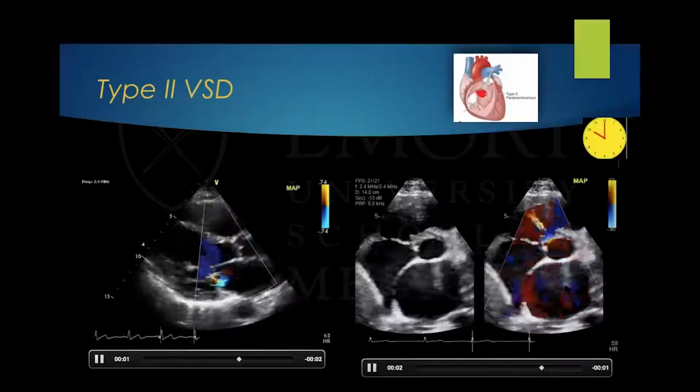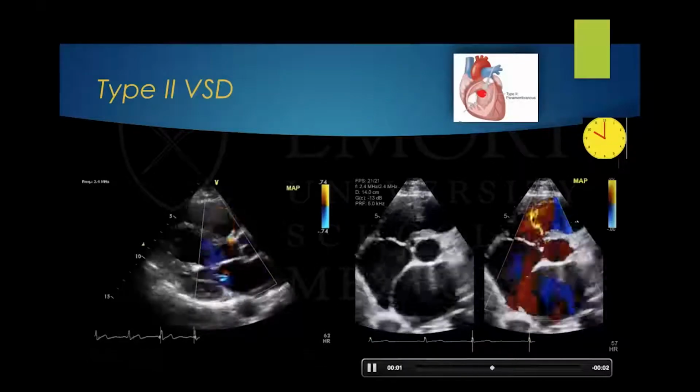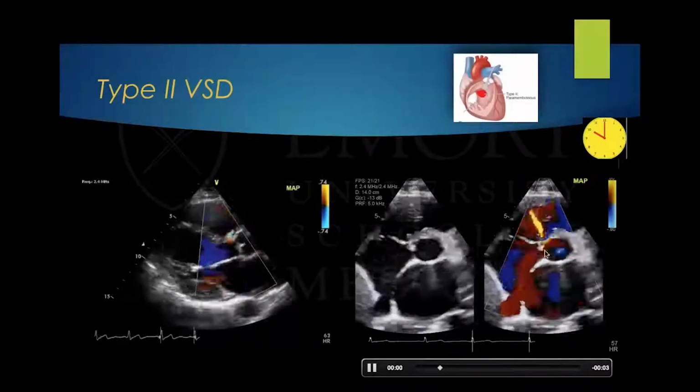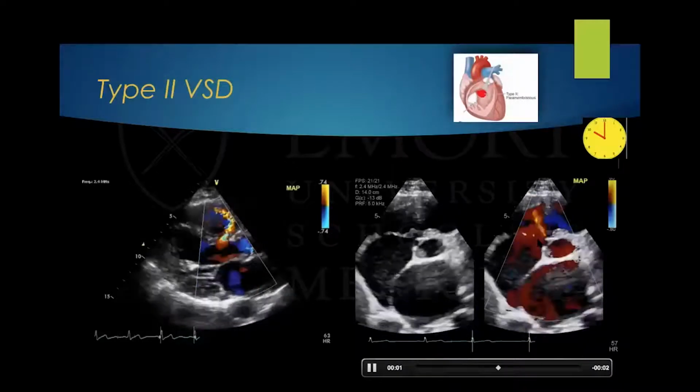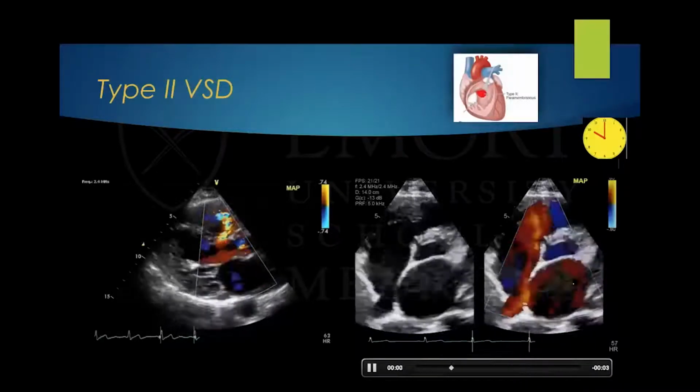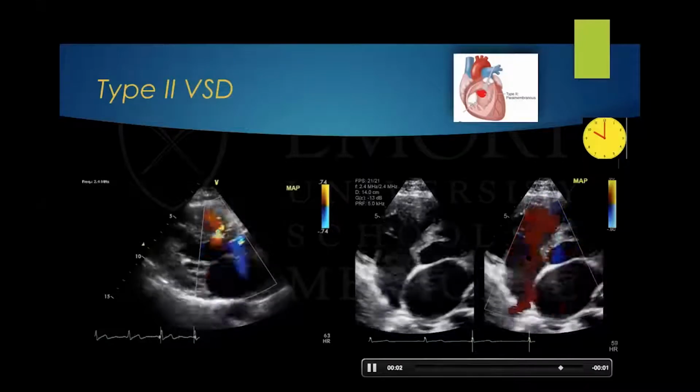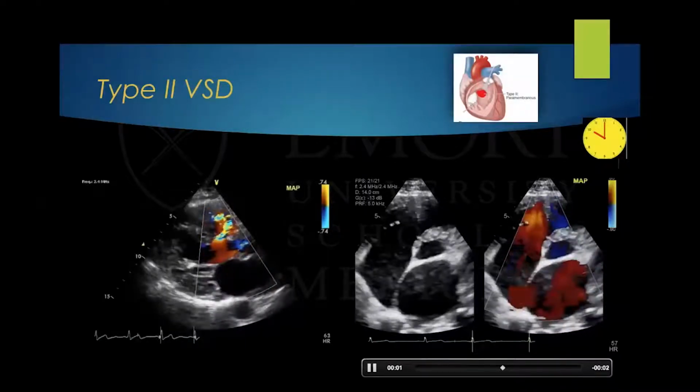When we go to the short axis view, you see the clock here. The defect is going to be more towards the 10 o'clock, and it's a left to right shunt. And here's your left atrium, your right atrium, and some degree of tricuspid regurgitation is present.